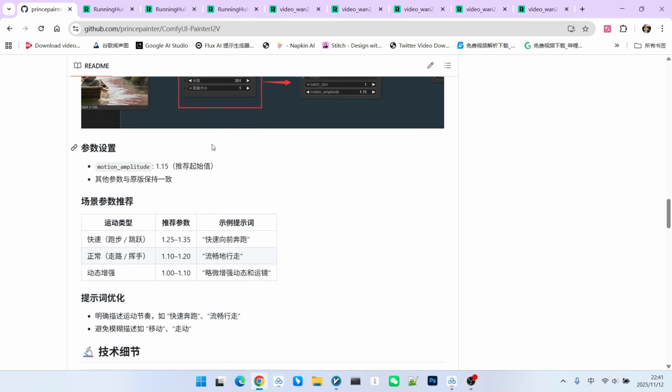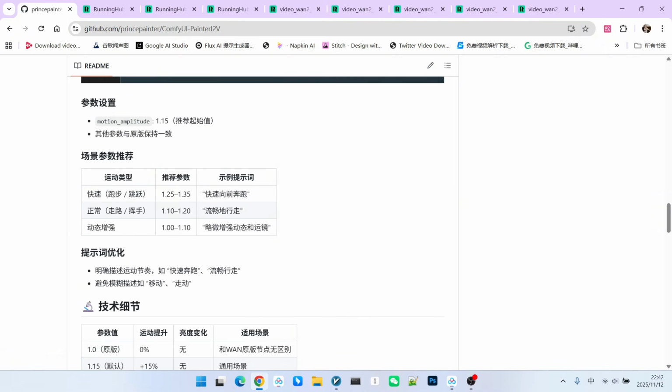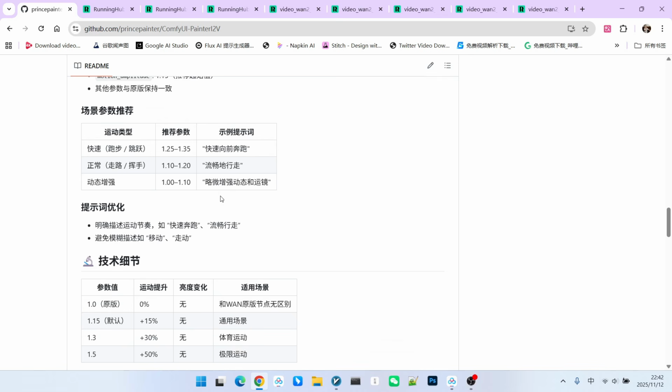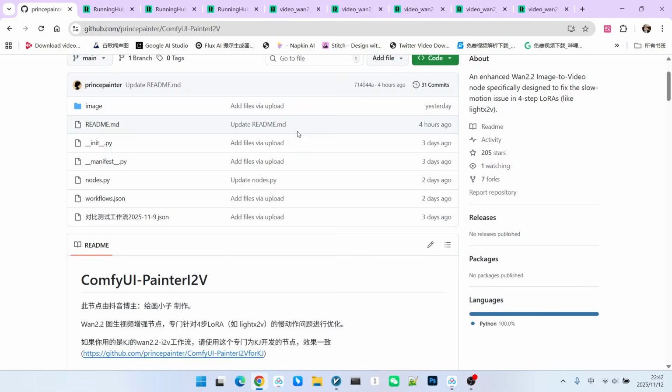Additionally, the movement amplitude of this node is controlled by a parameter. There are also some recommended settings for this parameter. If you are generating a fast action such as running or jumping, then a setting of 1.25 to 1.35 is sufficient. If it is a normal action, 1.10 to 1.20 will suffice. If you only want simple dynamic enhancement, 1.0 to 1.10 is enough. This depends on the specific situation.